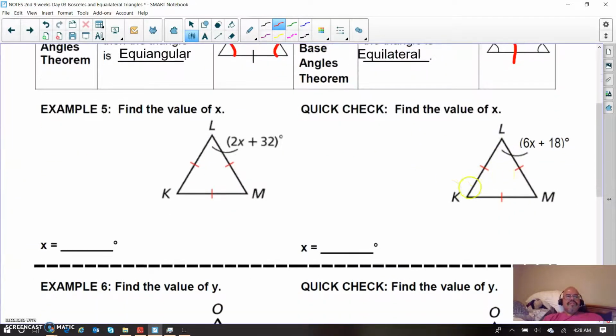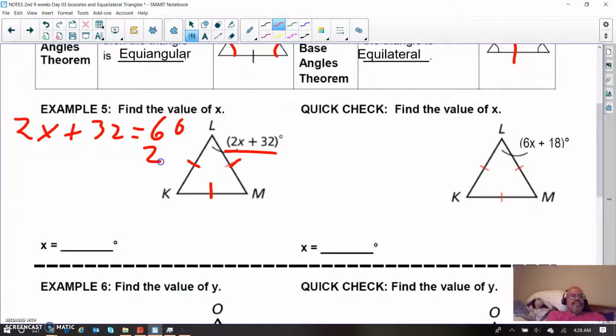Okay, so we're trying to find the value of x. We know from the fact that all these sides are congruent that 2x plus 32 is equal to 60 degrees. So just solve for x. That's 28 when you subtract 32 from both sides, then divide both sides by 2, so x is equal to 14. And it's not 14 degrees, it's just 14.